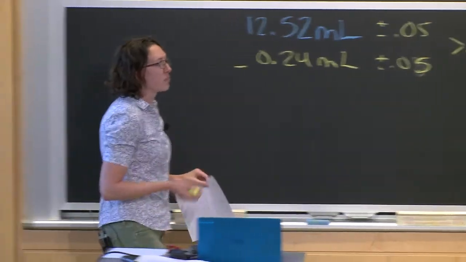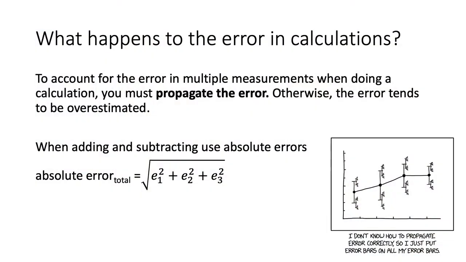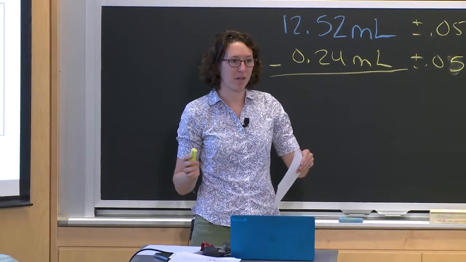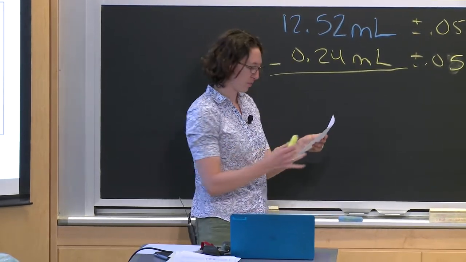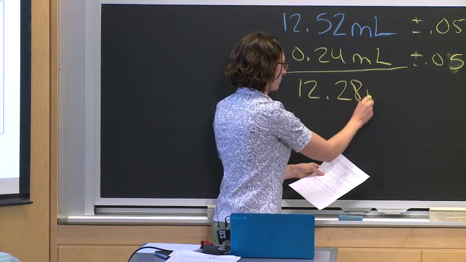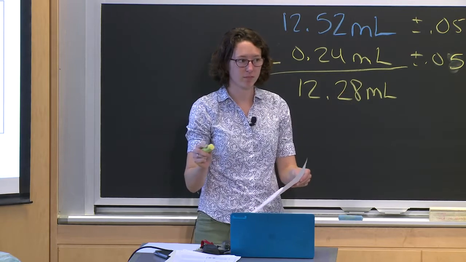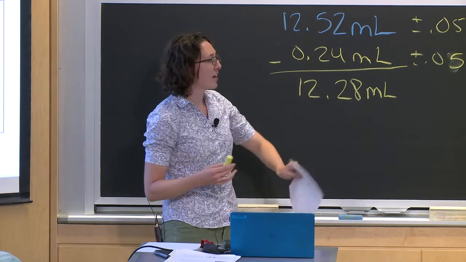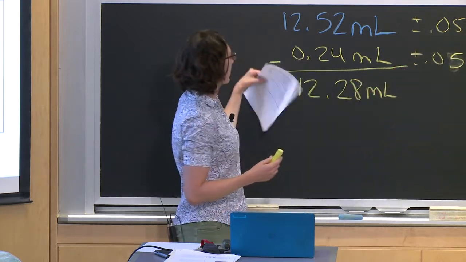So what we do is we propagate the error. And when you're adding and subtracting, you use the absolute errors because you should be adding quantities that have the same units. So units will be consistent throughout your calculation. And the way that we do this is, did anybody subtract this out? I don't know if anyone's calculated. Hopefully. Yeah. Great. So if we subtract these two numbers, then we get 12.28 milliliters. And then how would we propagate the error for this calculation?